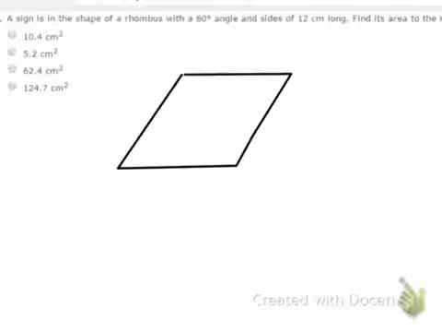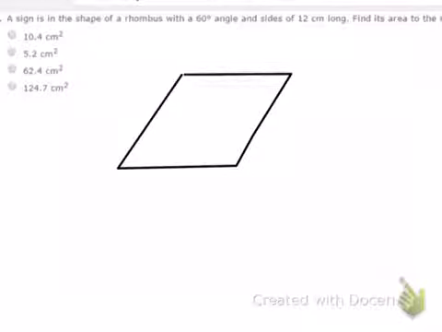One of the most frequent questions that I get in week 22 related to the special right triangles is this one. A sign is in the shape of a rhombus with a 60-degree angle and sides of 12 centimeters long. Find its area to the nearest tenth.